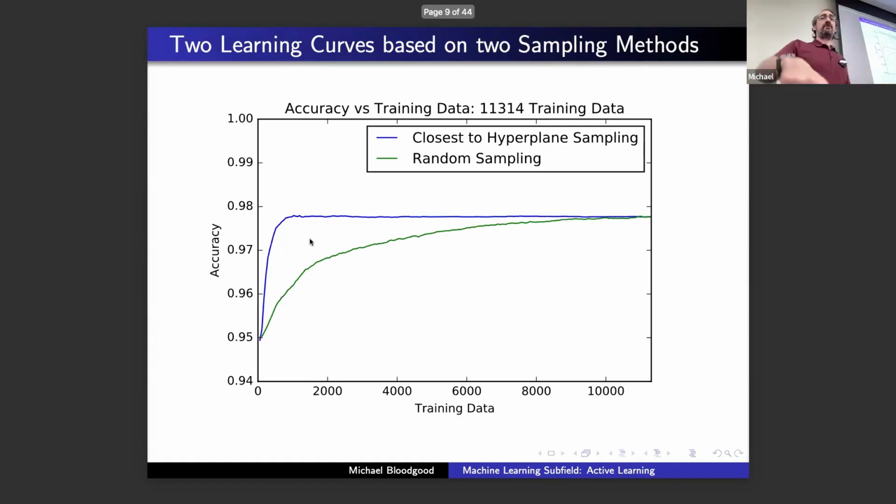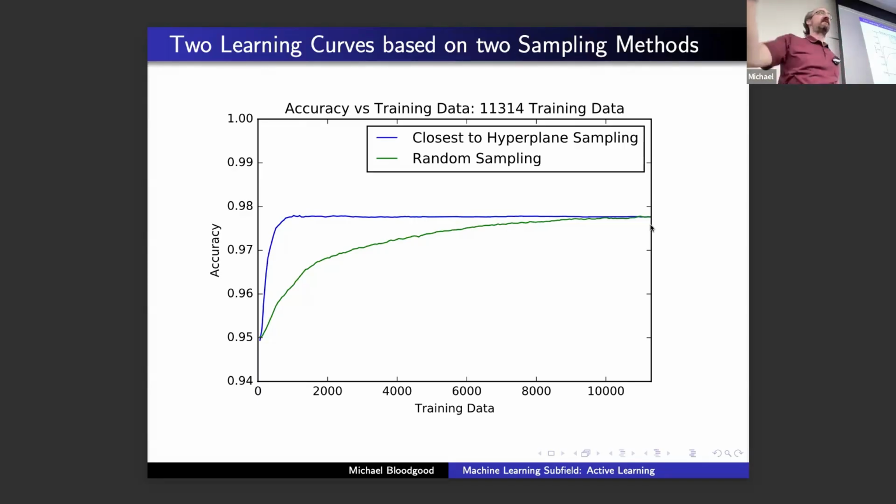In the next slide, I put the two curves on the same axis so you can see the difference. These are the same two graphs I showed you. So the green one is random sampling. If you make no interventions, if you don't use active learning at all, you can see because we're using the same pool of data, the endpoint over here is when you've exhausted that entire unlabeled pool.